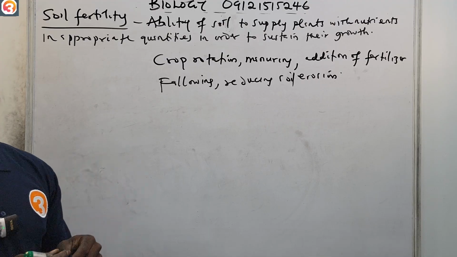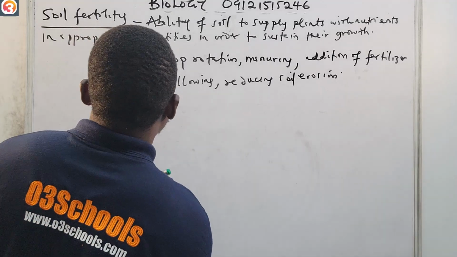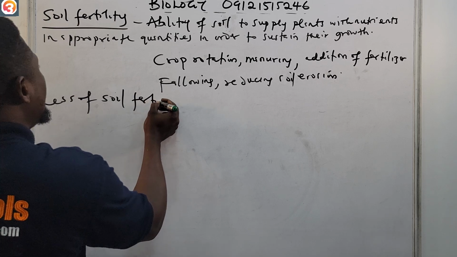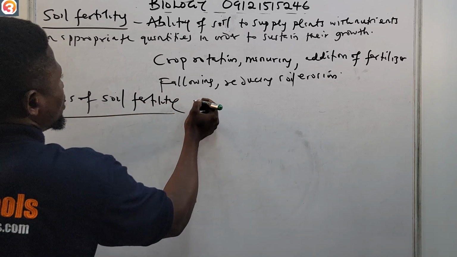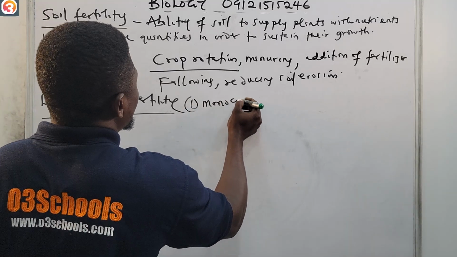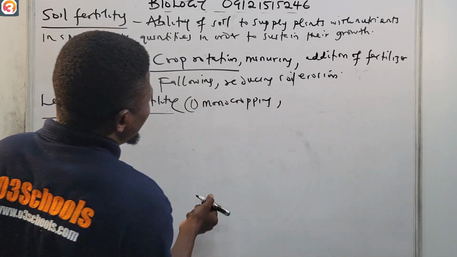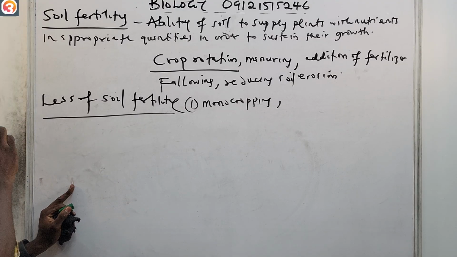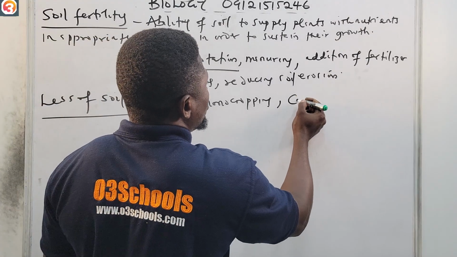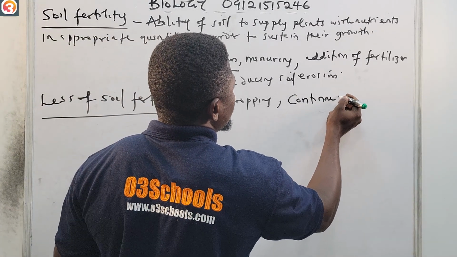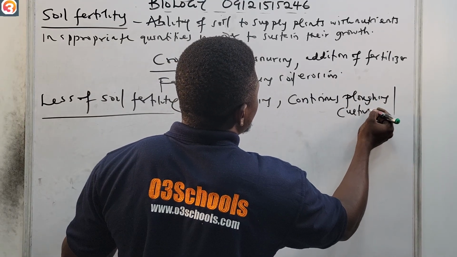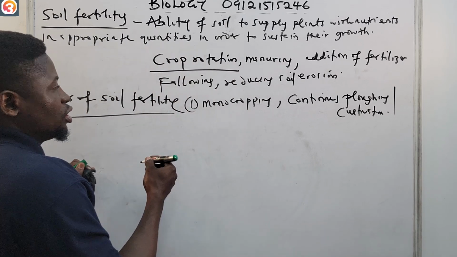But an easy way for us to lose soil fertility is, number 1, through soil erosion. Just allow erosion to pack everything up. So let's talk about loss of soil fertility. Crop rotation is for sustenance, while monocropping can lead to loss of soil fertility. Then continuous plowing or cultivation can also lead to loss of soil fertility.